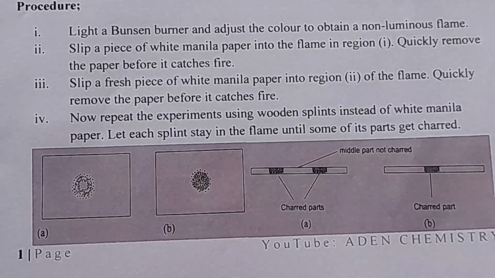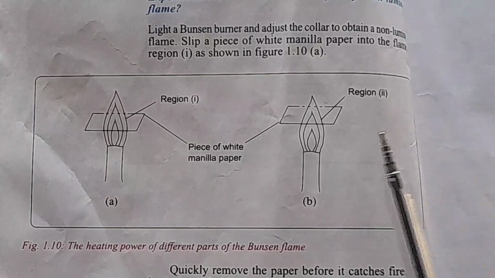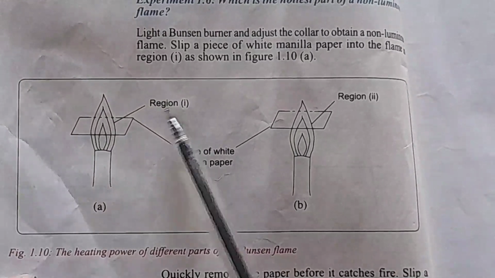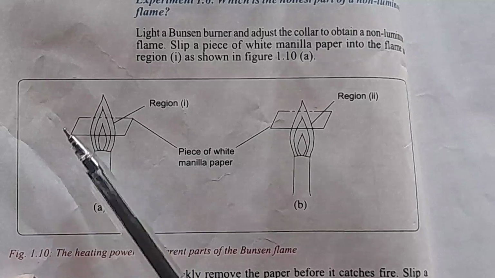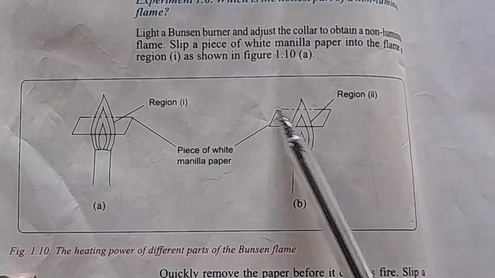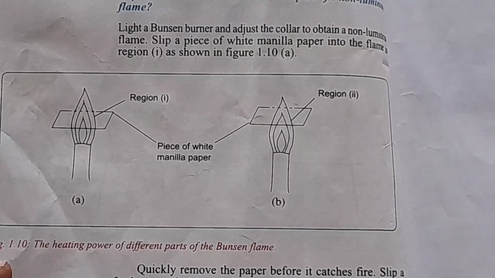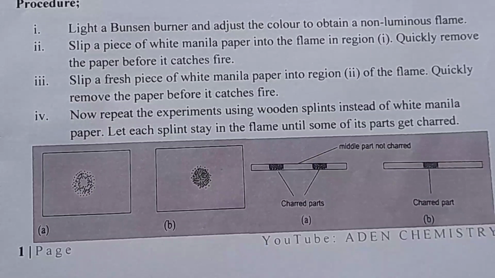Okay, this is the result that we are going to get when you use white manila paper, and this is when you are using that side of the non-luminous flame. This is region 1 that we are talking about, so it is the innermost region of the non-luminous flame, and this is region 2, which will be the outer part of the non-luminous flame. Kindly note that. So the expected result is as shown below here.